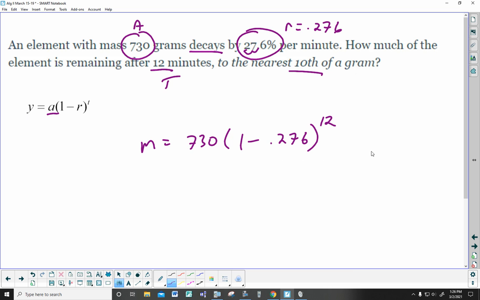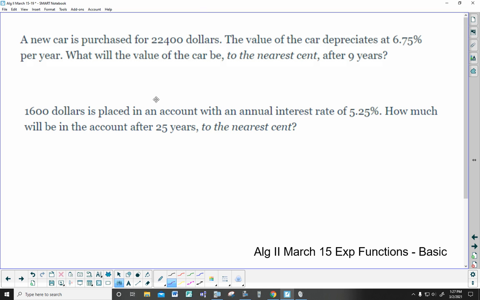Okay? These next two I'm not going to actually work out. We're just going to talk about it because the wording is a little bit different. It says depreciate. Depreciate would be a decay. So this one's a decay. So you're going to use the amount times 1 minus the rate raised to the time.